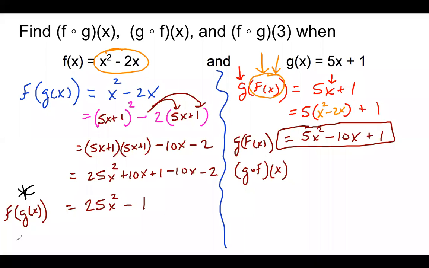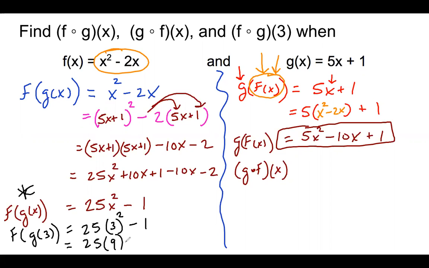So now all we're going to do is write f of g of 3, which means that we take this equation and we plug in 3 for x. So instead of x, it becomes 3. We still have squared minus 1. So we have 25 times 3 squared, which is 9, minus 1. So we have 25 times 9. 25 times 9 is 225, minus 1 is 224.